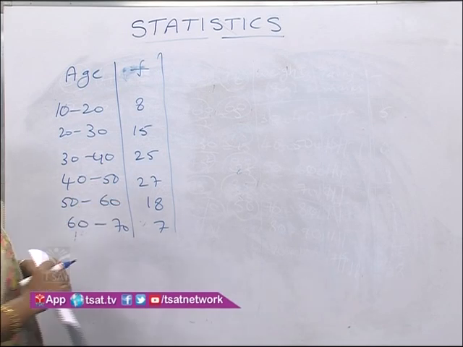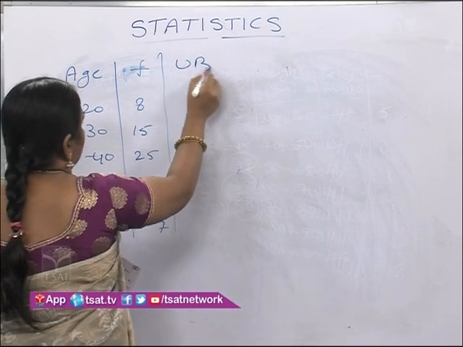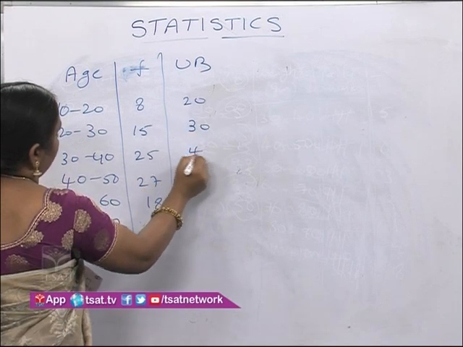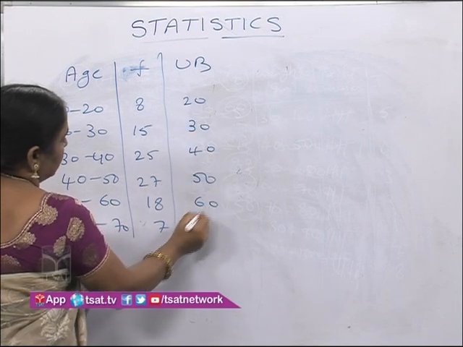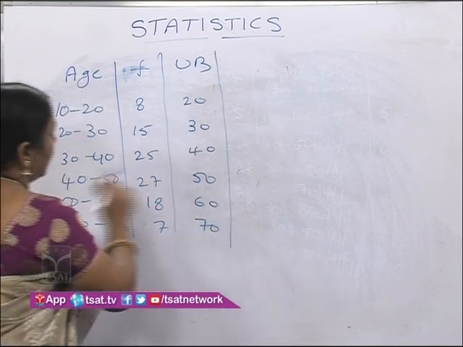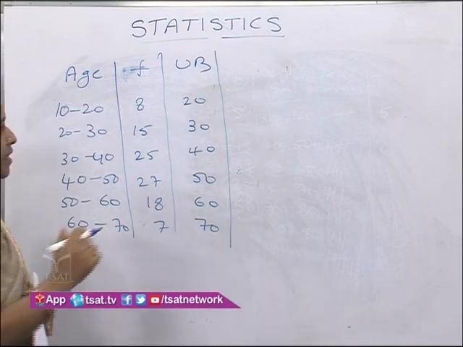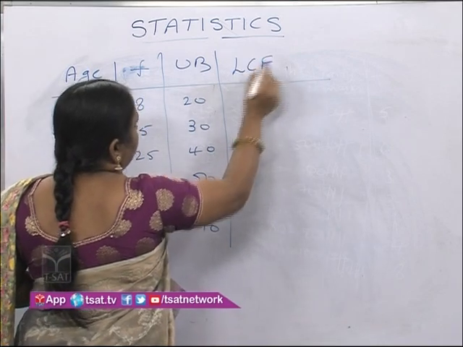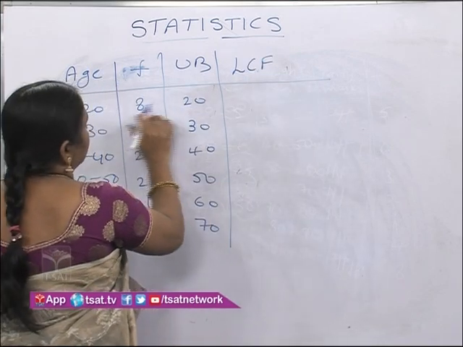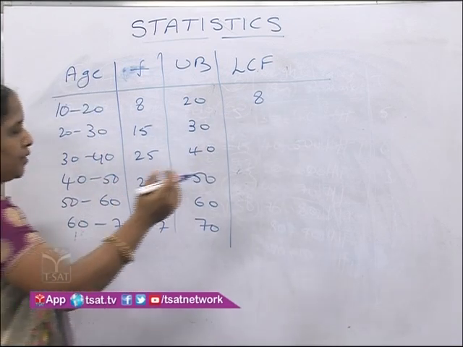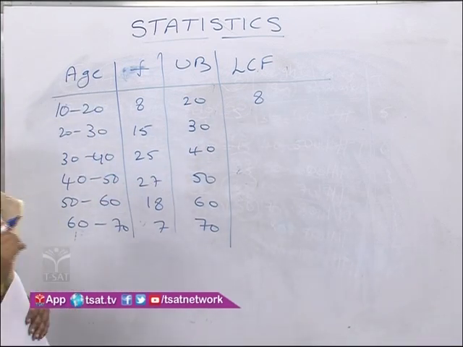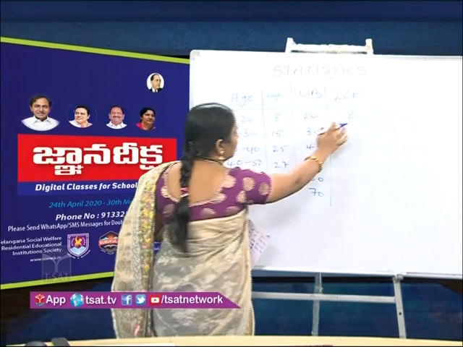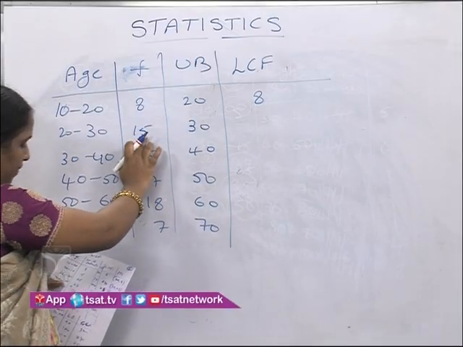So we consider upper boundaries of the classes here. What are the upper boundaries of the classes? 20, 30, 40, 50, 60 and 70. And then, as I told you in the definition, we have to take the first frequency 8 as it is, and to get the next LCF, less than cumulative frequency, add this 8 to the next frequency 15.